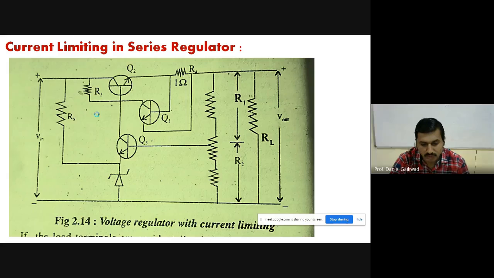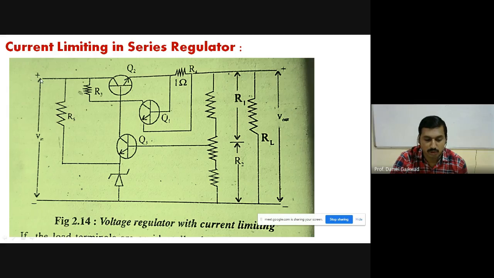Okay. Now we have one more regulator, in which we have to limit the current, called current limiting in a series regulator. So here we add one more transistor. Here, all the transistors Q1, Q2 and Q3 in combination give the current limiting series regulator. Okay, so check carefully the working of this circuit.